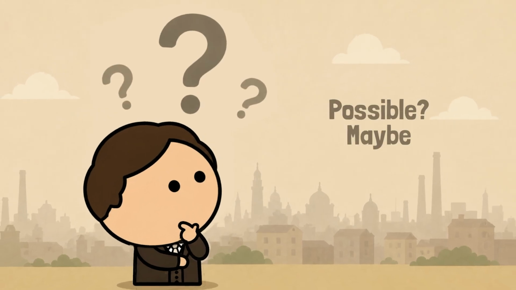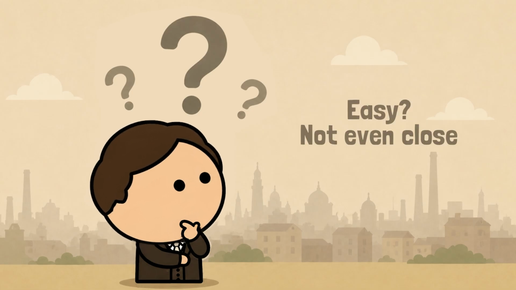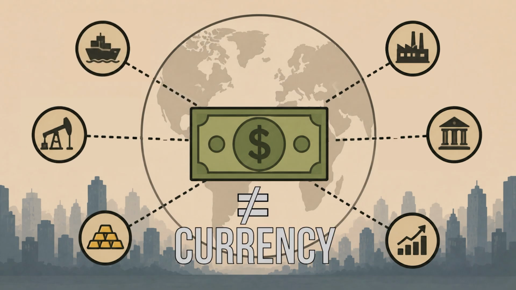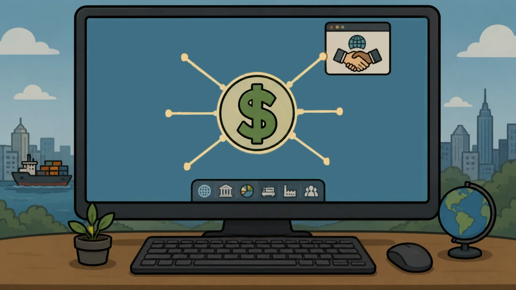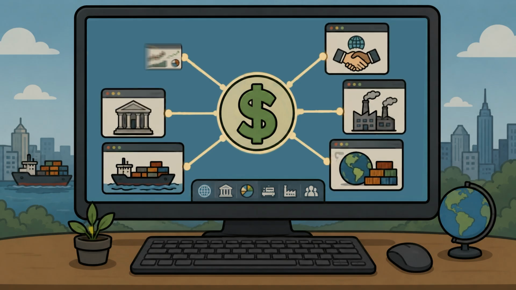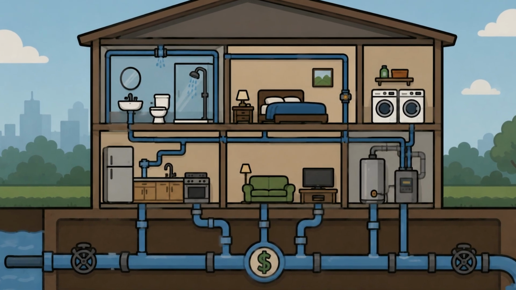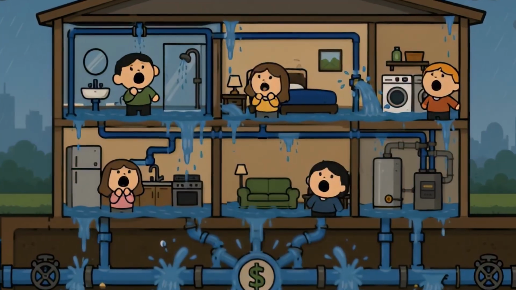Possible? Maybe. Easy? Not even close. And that's where America's real advantage comes from. Because the dollar isn't just a currency, it's the operating system of the global economy. Most people never see it, just like most people never think about the plumbing inside their house until it stops working. The same is true for the dollar.